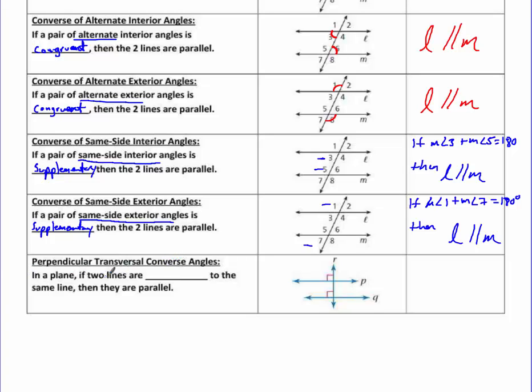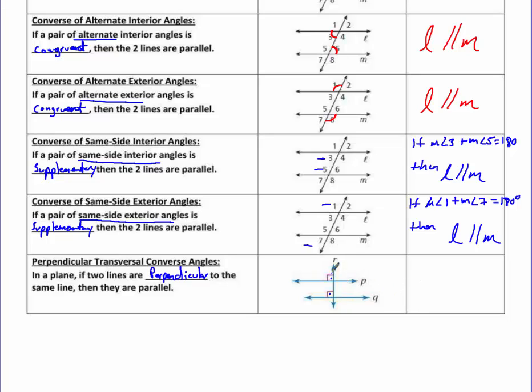It says in a plane, if two lines are perpendicular to the same line, then they are parallel. So if we look over at this picture, we have two lines, P and Q, and they're both perpendicular to this line R. So in a plane, if two lines are perpendicular to the same line, then they're parallel.